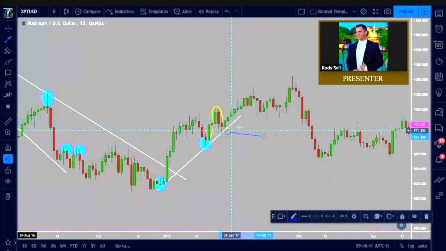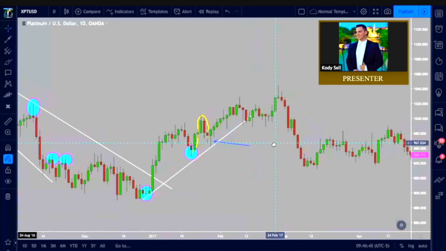It wicks through our trend line, so we're going to adjust our trend line. I'm going to pull that down, and we're going to pull it through. And then look what happens over here.